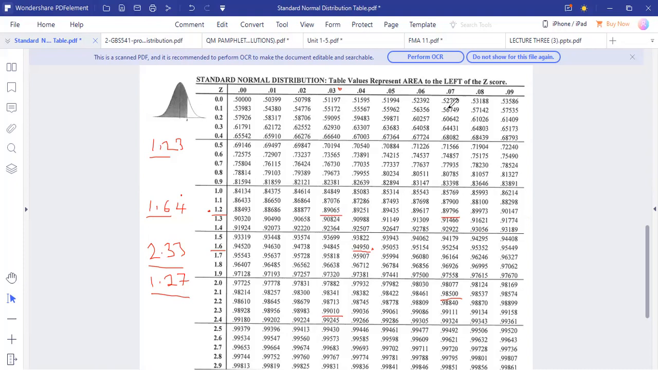Excellent. Sometimes the figure may not be exact, but the closest possible. For instance, this is it for 0.981. You can pick this one because it's the closest. What is the Z for that probability?